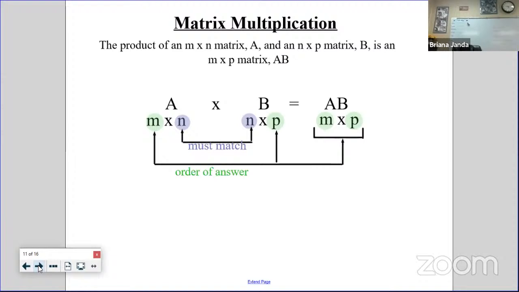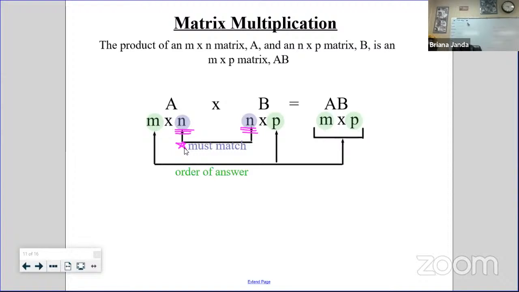First of all, when we are doing this, there are some things that will stop us. They do not have to be the same size. This is your key right here, is that your inside order numbers need to match. So as I set them side by side, the order that we multiply does matter.